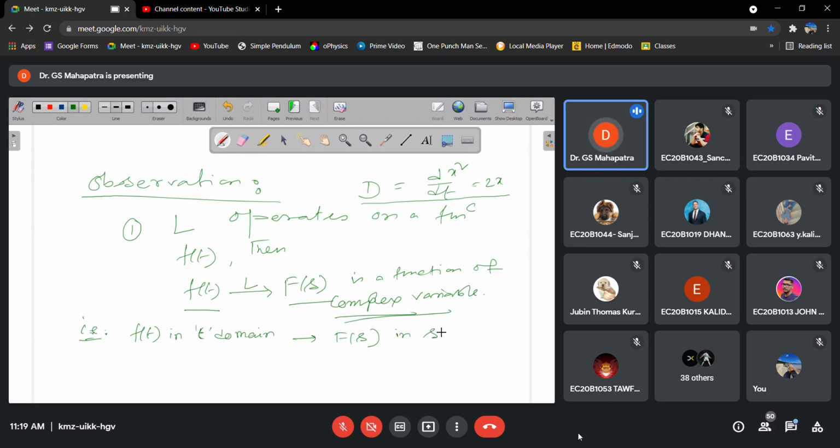In s domain. What is that? In s domain. Okay, what is that? That is complex, clearly. So usually, what we are studying, we can say, is called time domain. T is time domain, and this one is frequency domain. So this is actually the concept.